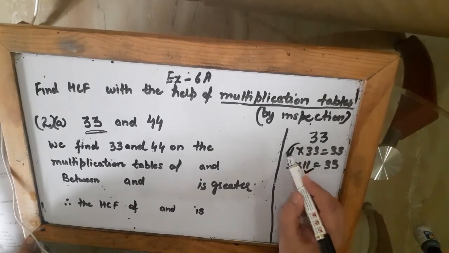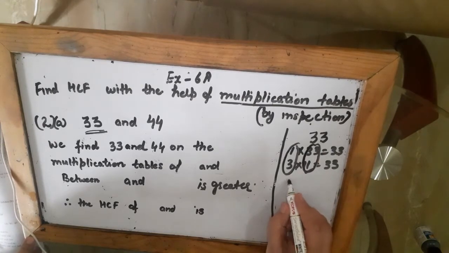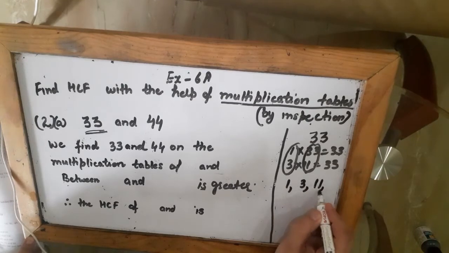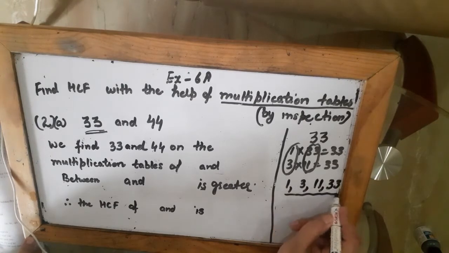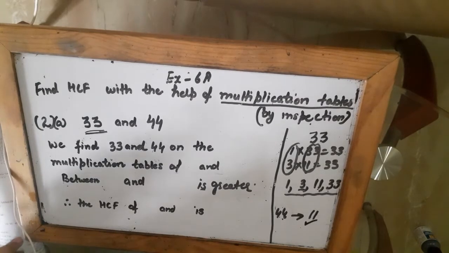It means all my factors are listed. So what are the factors of 33? 1, 3, 11 and 33. Now from these factors of 33, I have to see whether they are the factors of 44 also. Like 1, I know, is a factor of every number. So is 3 a factor of 44? No. Is 11 a factor of 44? Yes, 11 is a factor of 44. And 33? No. So only 11 is the common factor of both 33 and 44.